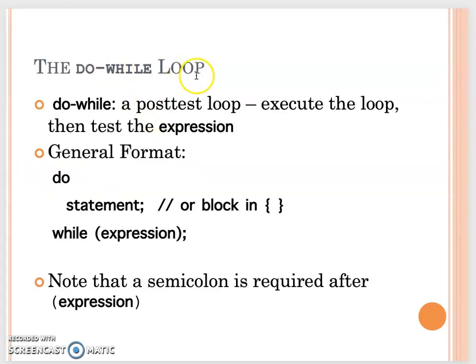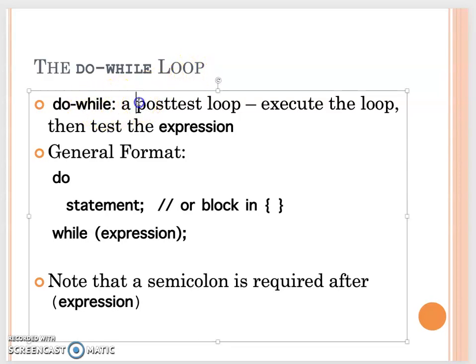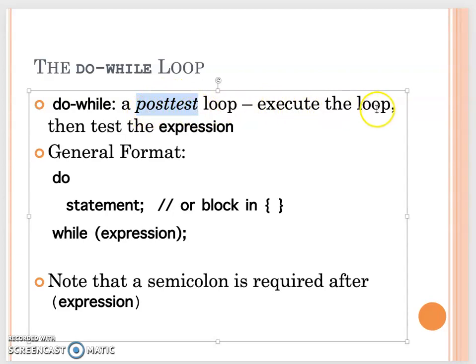The do-while is a post-test loop. Before, remember we said for the while syntax, you need to check the condition first, then you see whether you want to go into the loop or not. But in the do-while loop, we don't check yet. We execute our loop first, then we check the test expression afterward. That's why we call it the post-test loop.